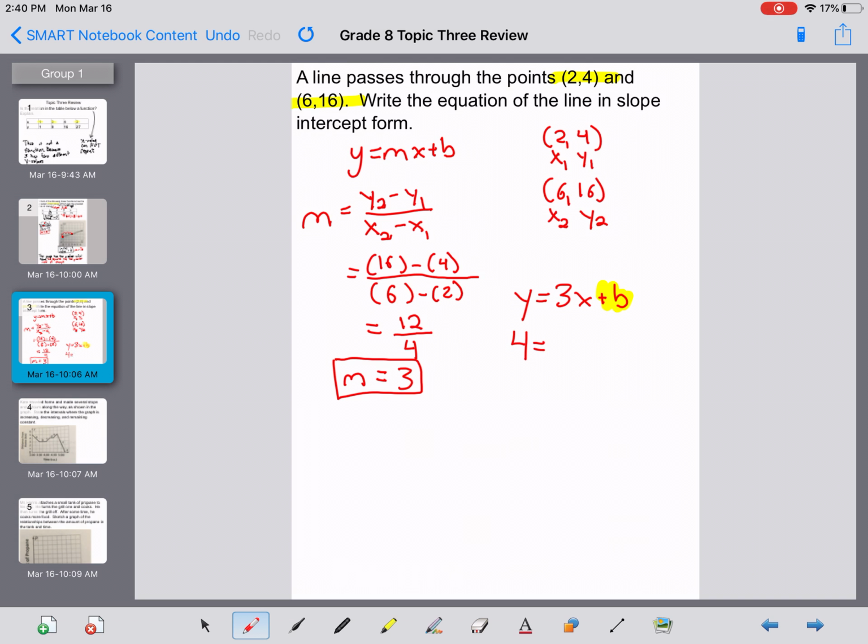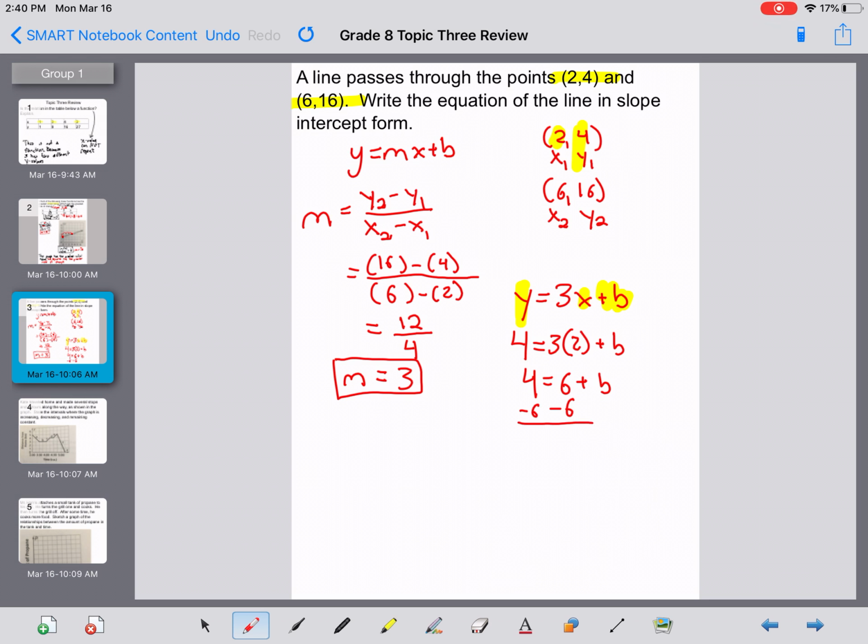4 is my y. So I took my 4, which was my y value up top here, and I substituted it in for my y value here. I have 3, because that's still my slope, and now my x value is 2. So I'm going to substitute in 2 and bring down my plus b. I could have used my other points, it's just that the numbers would have been bigger. 4 equals 3 times 2 is 6 plus b.